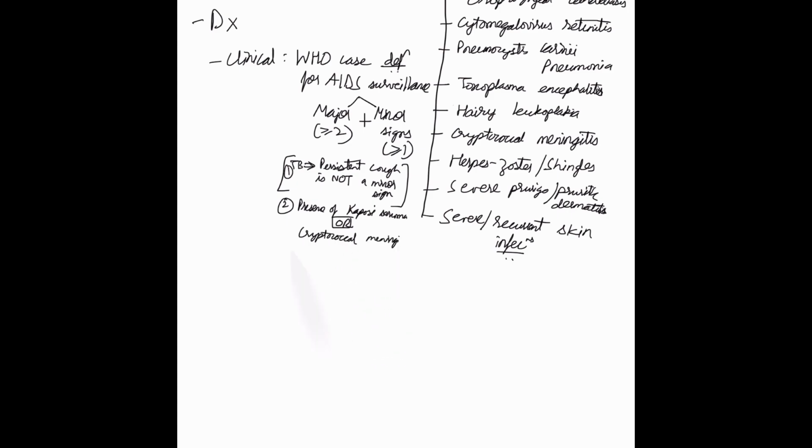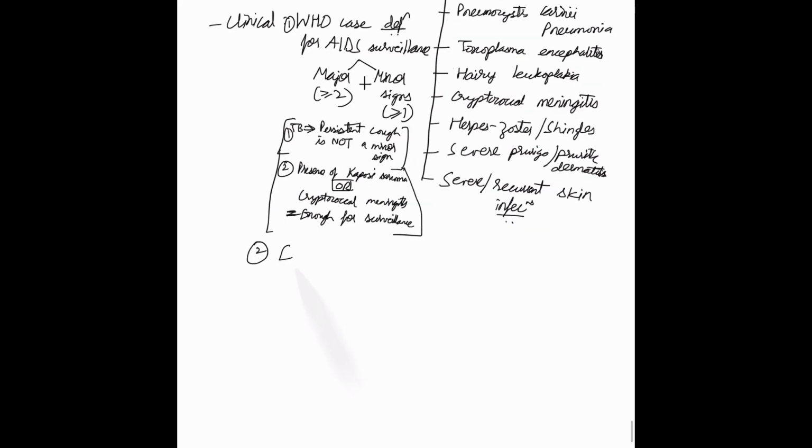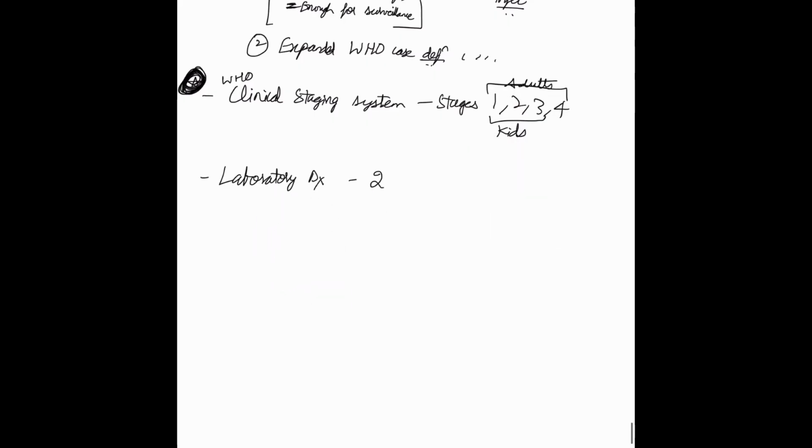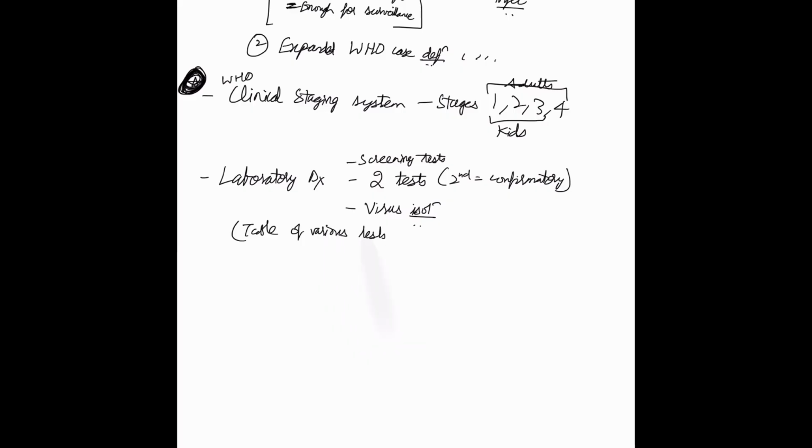And then there's another expanded WHO case definition as well. Now coming to the WHO clinical staging system, we divide it into stages 1, 2, 3, and 4 for adults, and in kids we have another set of criteria to divide it into stages 1, 2, and 3. There are two tables. The one for adults, stages 1 to 4, is very important. It's a must read. It will help you in medicine as well.